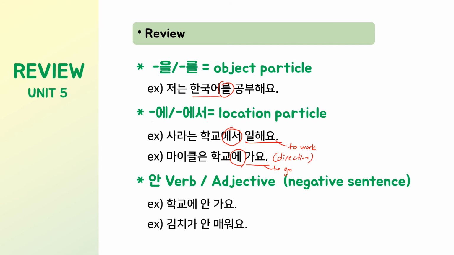And the last one was 안, the negative sentence. In order to make a sentence negative, all you need to do is add 안 before a verb or adjective. For example, 학교에 안 가요. I'm not going to school. 김치가 안 매워요. 매워요, spicy. 안 매워요, not spicy.